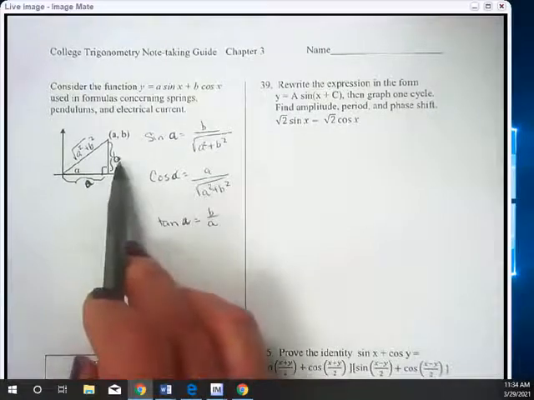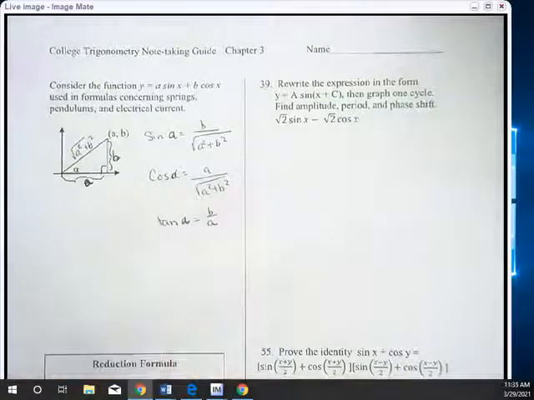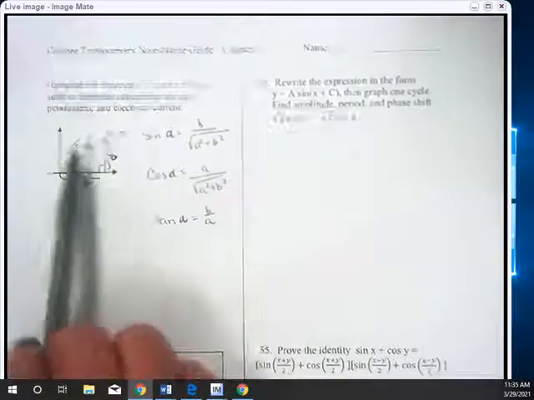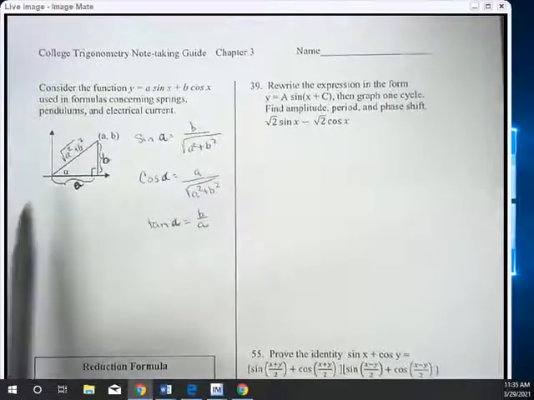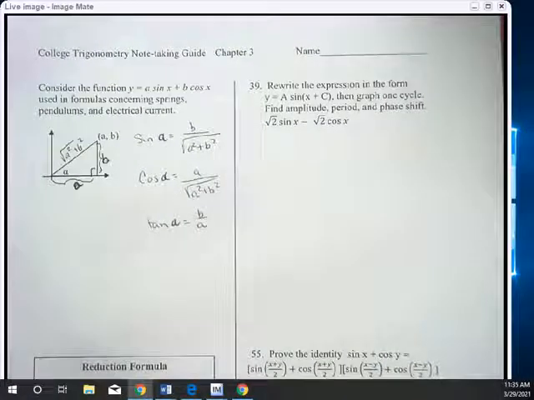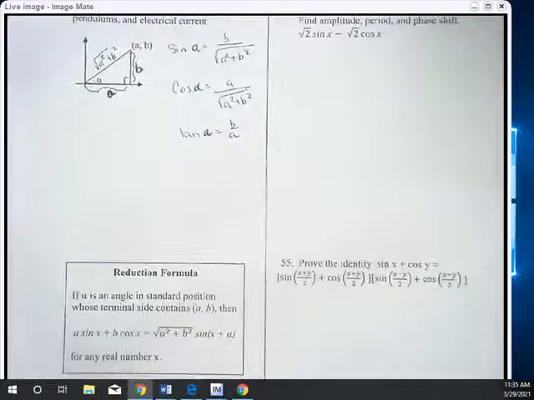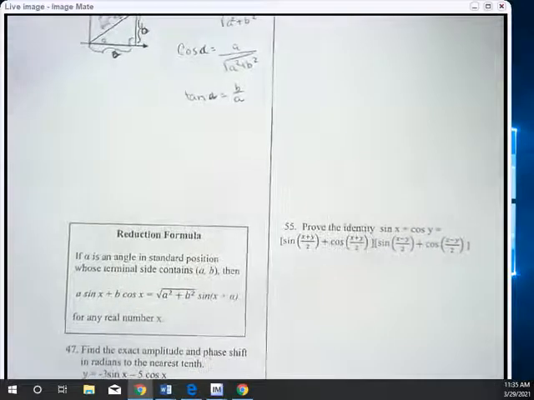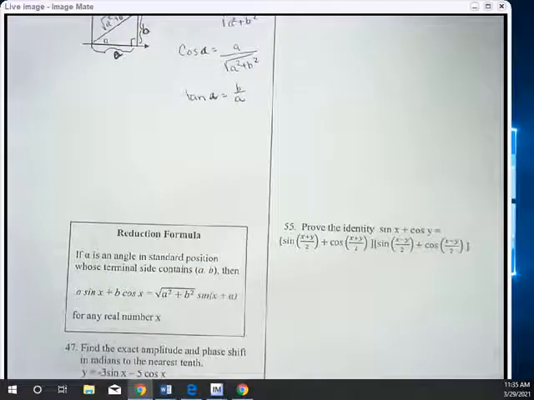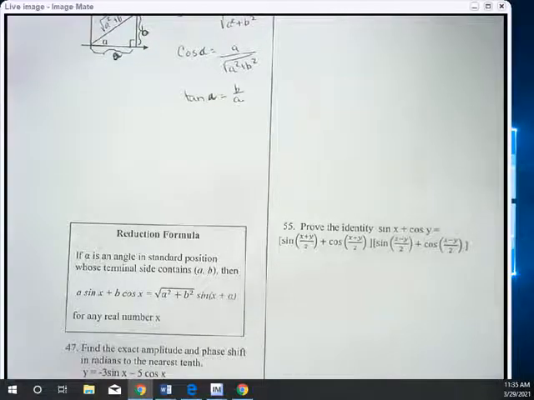So the sine is the opposite over the hypotenuse. The cosine of that angle is the adjacent side over the hypotenuse. And the tangent is opposite over adjacent. Are you okay with that? We have the reduction formula, and we're going to use this idea to find the amplitude and the phase shift of this equation.